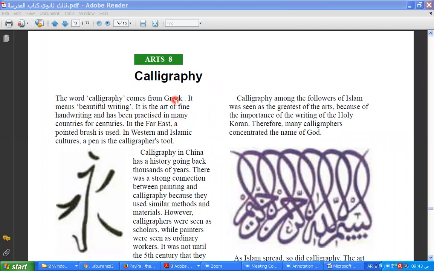This is an introduction, but they mentioned here that calligraphy is not a new art. It has been practiced for many centuries, not years. A long time ago. But there's a difference between how calligraphy is practiced in the Far East and in Western and Islamic culture.